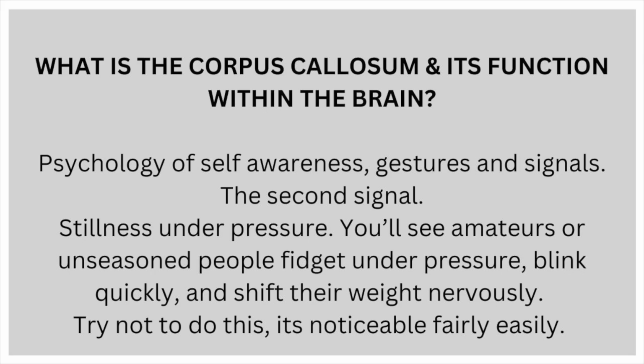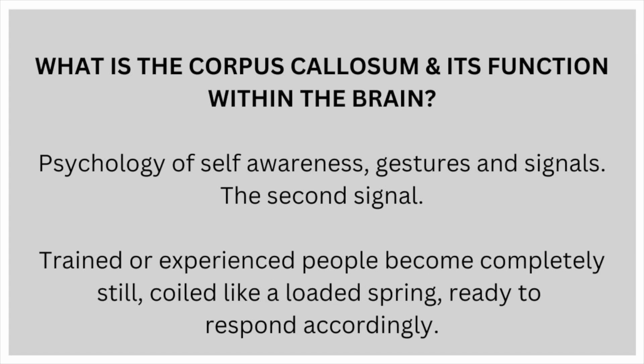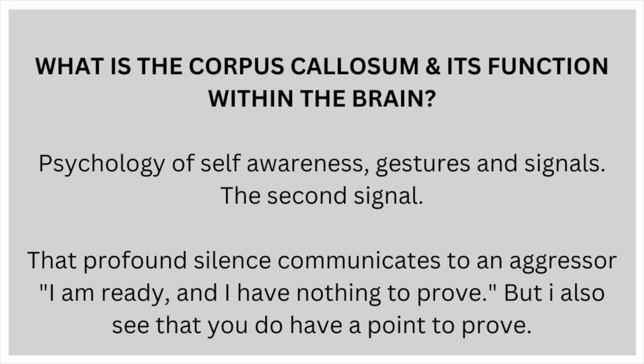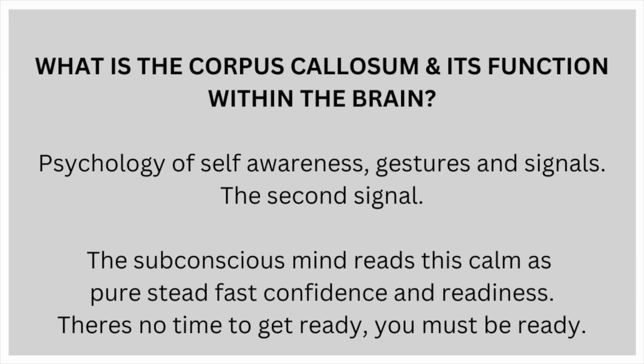The second signal, stillness under pressure. You'll see amateurs or unseasoned people fidget under pressure, blink quickly, and shift their weight nervously. Try not to do this. It's noticeable, fairly easy. Trained or experienced people become completely still, coiled like a loaded spring, ready to respond accordingly. That profound silence communicates to an aggressor, I am ready, and I have nothing to prove. But I also see that you do have a point to prove. The subconscious mind reads this calm as pure, steadfast confidence and readiness.